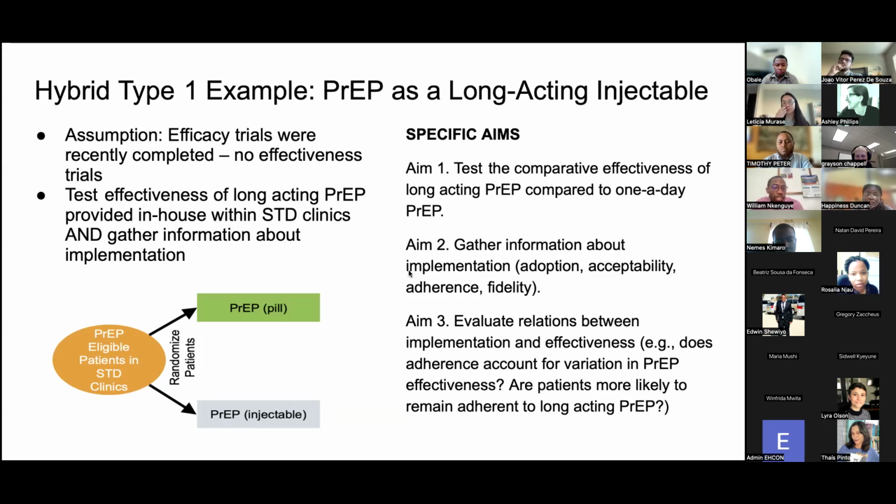So this is the second part of the hybrid now, where they were trying to gather preliminary information about the implementability of this injectable long-acting pre-exposure prophylaxis ART. So the third aim was basically to evaluate the relationship between implementation and effectiveness. So you can clearly see that in this study there was the effectiveness part and there was the implementation part in mainly aim 2 and aim 3. So this is an example of a hybrid design that I wanted to highlight here.